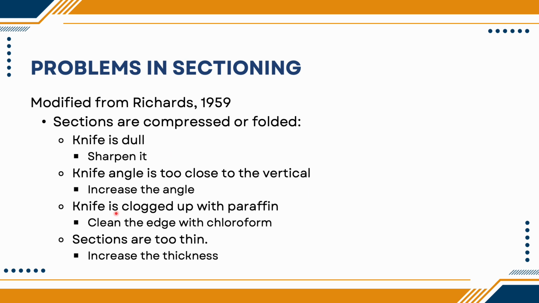If the knife angle is too close to the vertical plane, then just increase the angle or the rake angle para mas magbaba ang clearance angle ng knife. If the knife is clogged with paraffin, simply clean the edge with chloroform or even xylene. Then, if sections are too thin, simply increase the thickness, because in a rotary microtome the thickness of the section could be adjusted. So yun lang. Just adjust the thickness of the microtome.